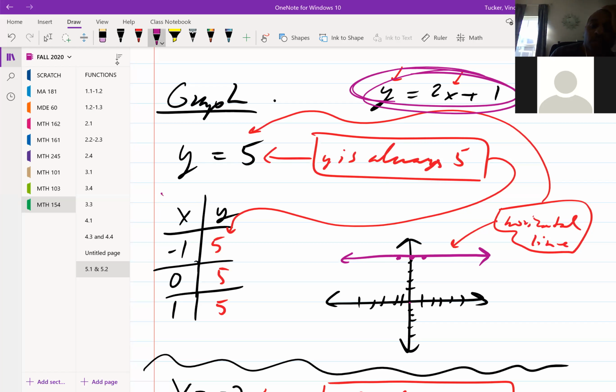So when you look at my chart right here, I chose negative 1, 0, and 1 for x, any old x. Well, y is always going to be 5. And if you grab those 3 points, you'll get a horizontal line at 5.